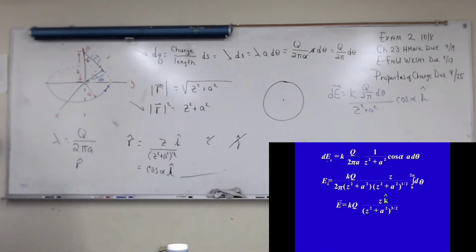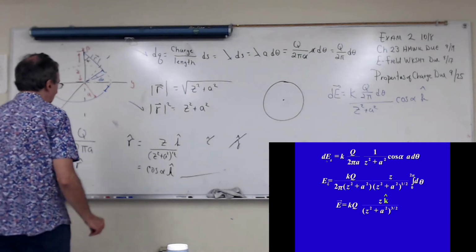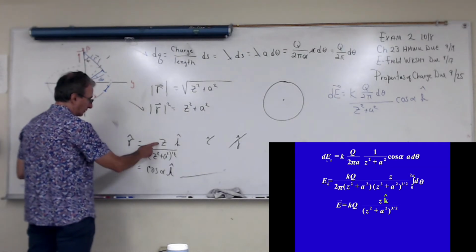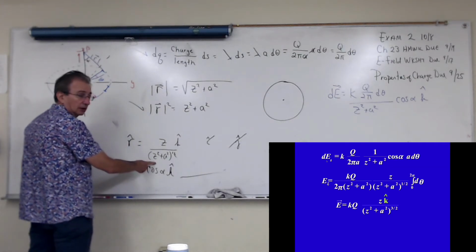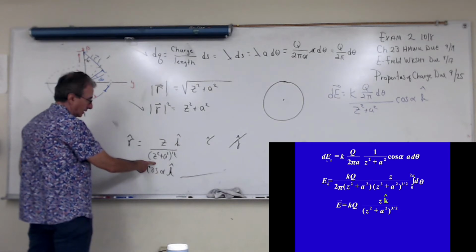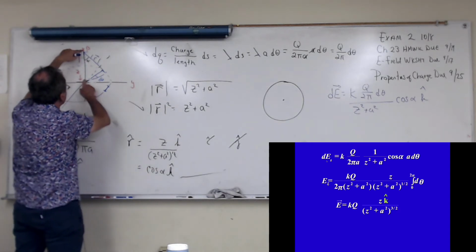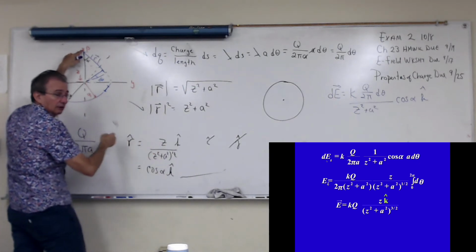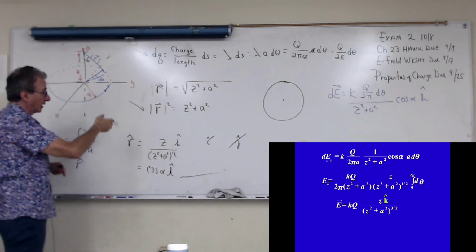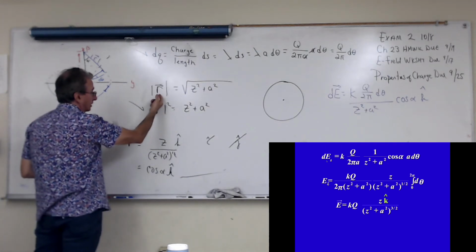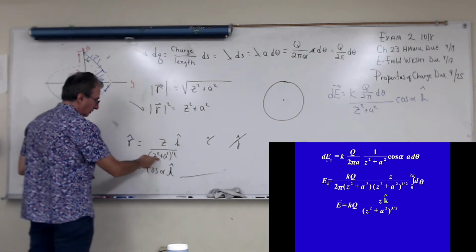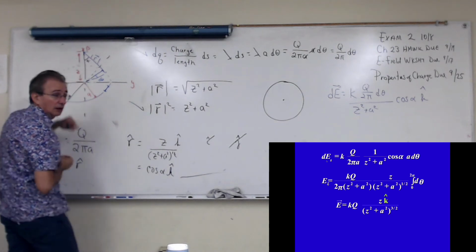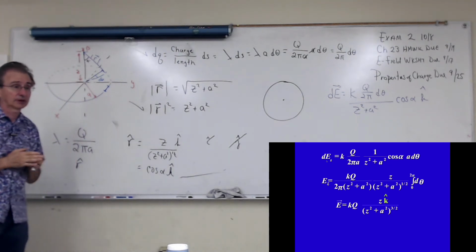Professor? Yeah. I was wondering, how did you get the cosine alpha again? The cosine alpha, well, the z component of this unit vector is z over the length, right? The z component of this vector is going to be z k hat. And then if you divide by the magnitude of the vector, which is this, I'm going to get z over that. And that's the cosine of this angle. Oh, okay, gotcha. Okay.